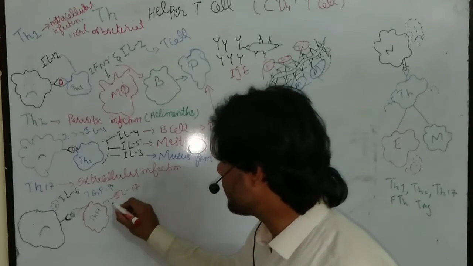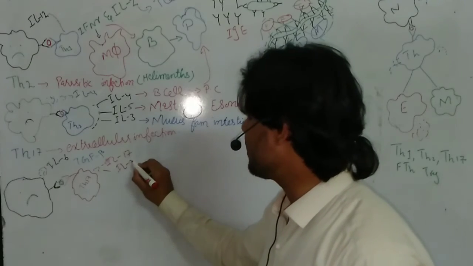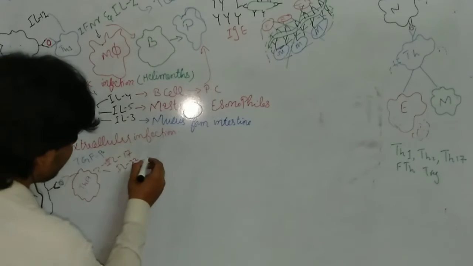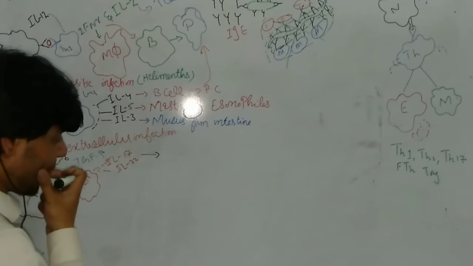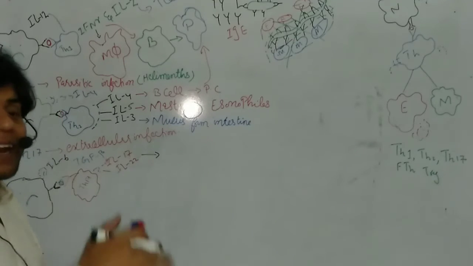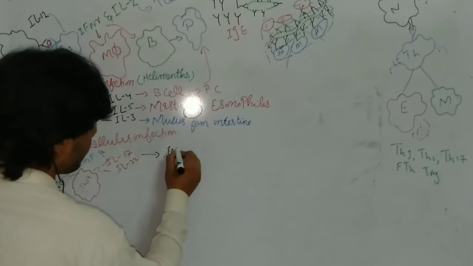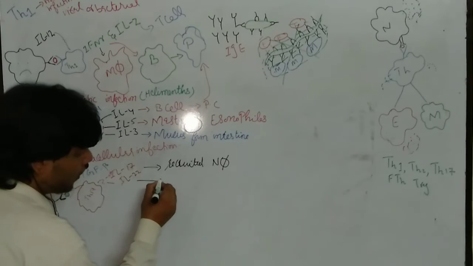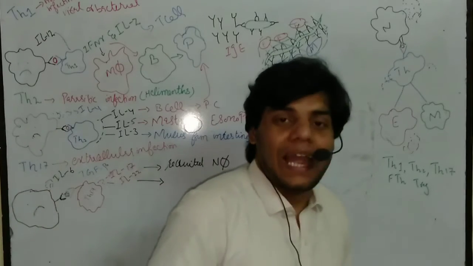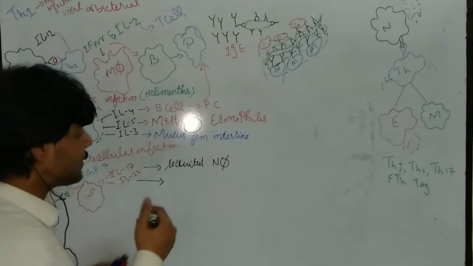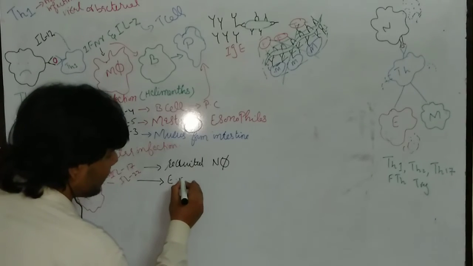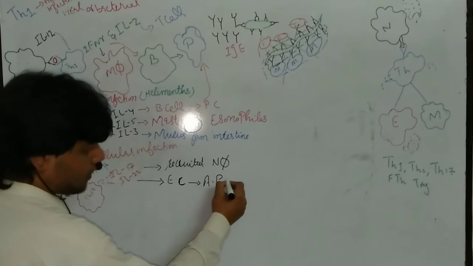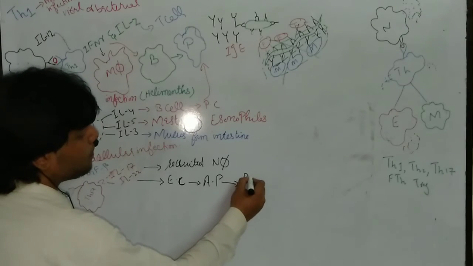17 and interleukin 22. Okay. After that, what happened? This interleukin 17 will activate neutrophils, or means they will recruit neutrophils at the infection site. Second, interleukin 22 will activate the epithelial cells to secrete what? Antimicrobial peptides against each pathogen.